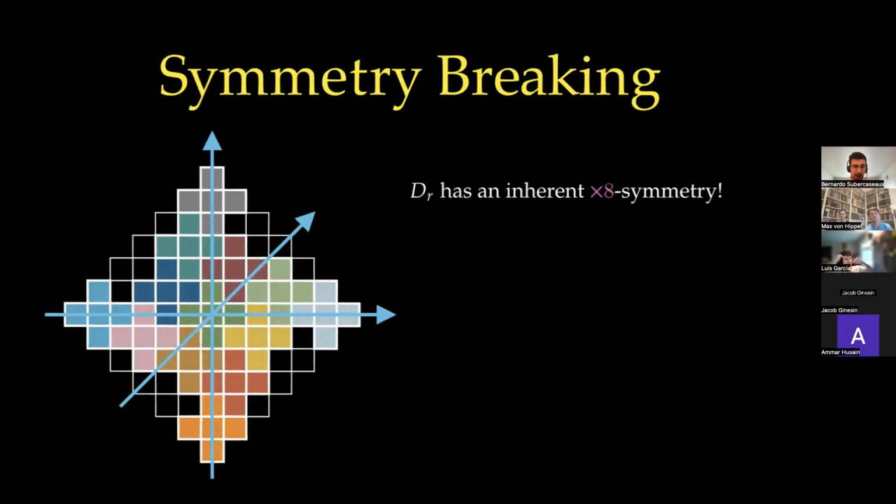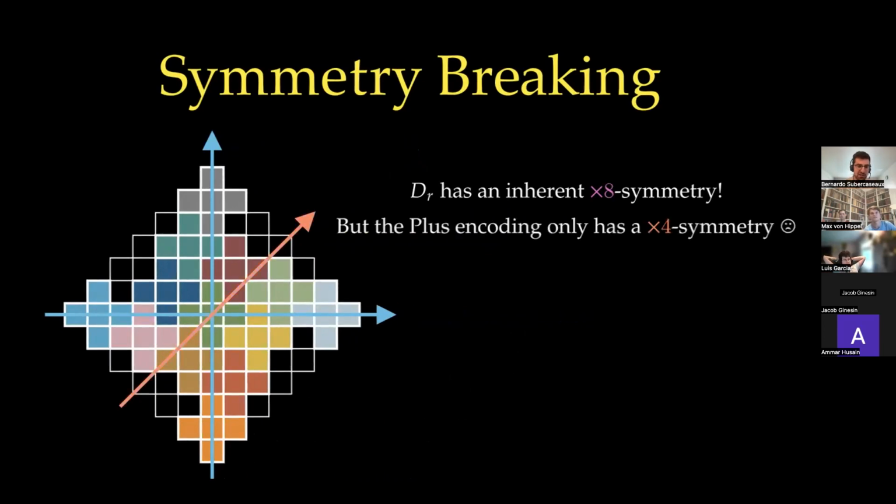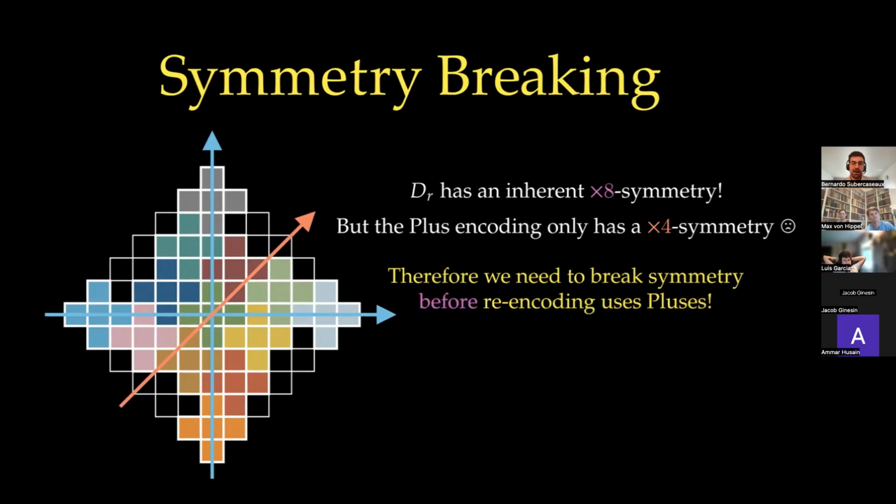And a problem is that if you just place the plus symbols in the way we were thinking, you actually break one of the symmetries. Now it's no longer symmetric with respect to one of the symmetries, and you can only get a 4-fold symmetry using the plus encoding. But there's a way to fix this. The idea is to break the symmetry of the problem before re-encoding using the pluses.